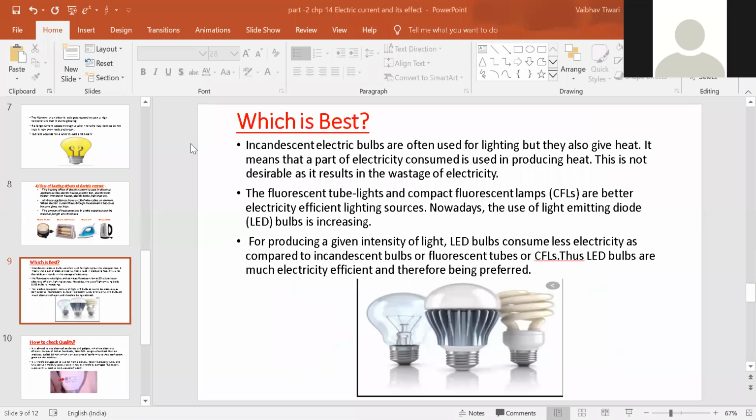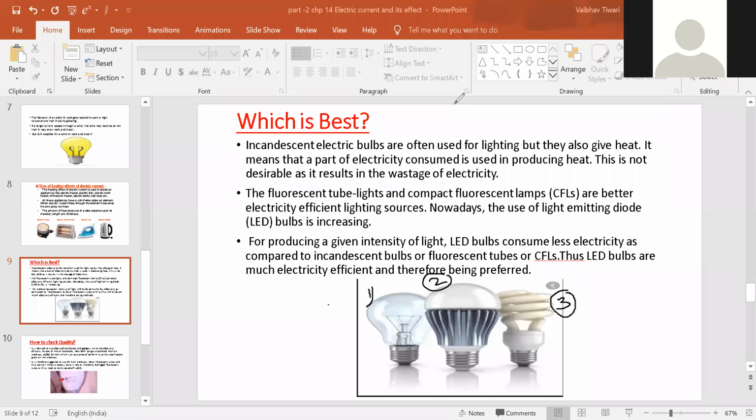the best one from the three bulbs. Which three bulbs? This is the first one, that is the incandescent bulb, that is a yellow bulb that was used earlier. Then this is the second bulb, that is the LED bulb, and this is the third bulb, that is the CFL bulb. Okay, today we will discuss which one is best and why. So let's see what is given over here.